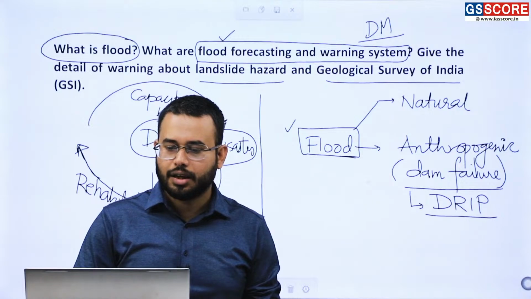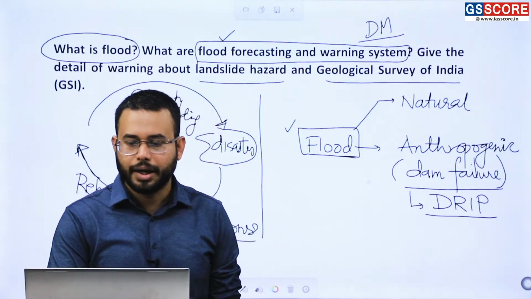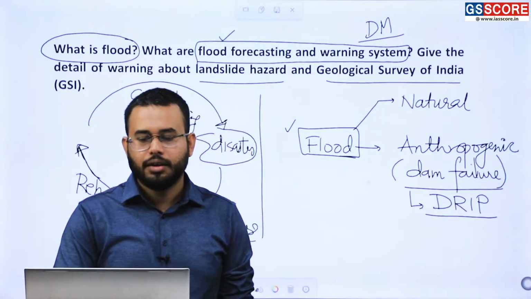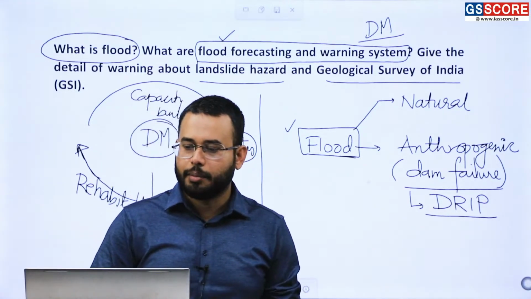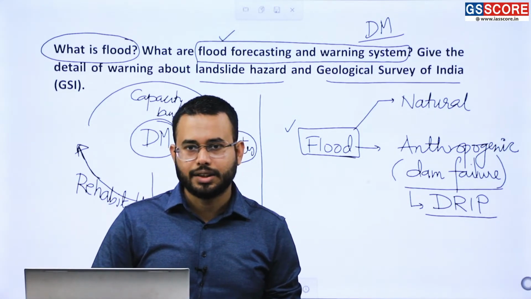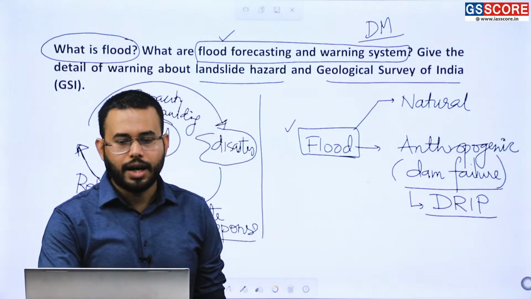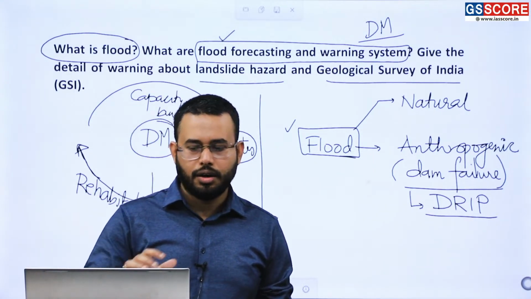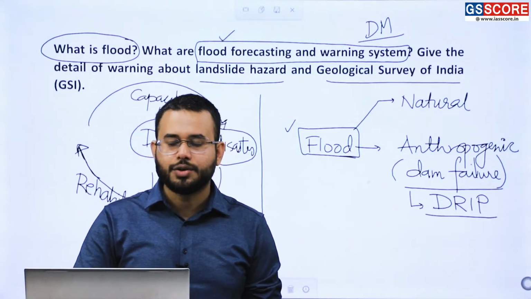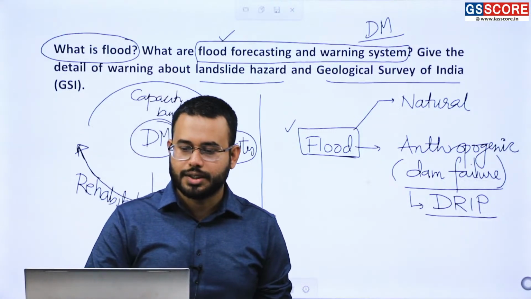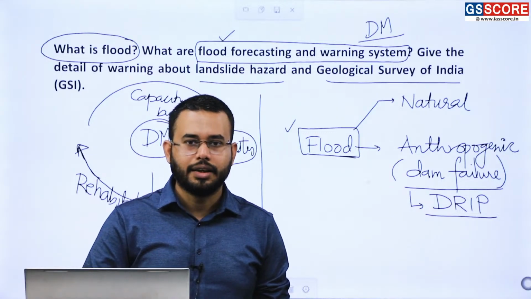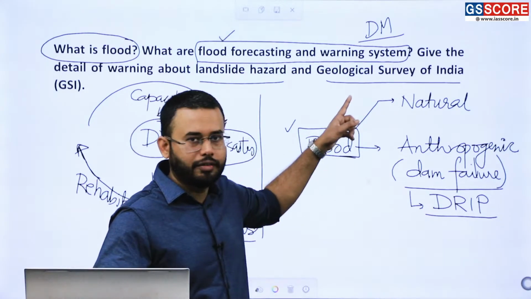Now, landslides are another natural hazard that can be triggered by heavy rainfall, earthquakes, or human activities. Landslides can cause significant damage to economic resources as well as human life. Warning systems for landslide hazards typically involve the following components: landslide hazard mapping, identifying areas which are prone to landslide through geological surveys, and mapping is the first step in assessing the landslide risk. There comes the role of the Geological Survey of India.